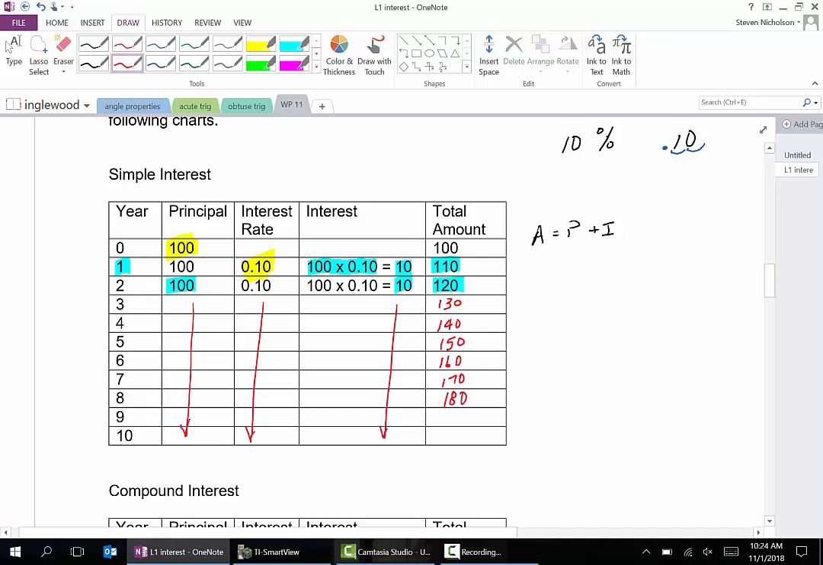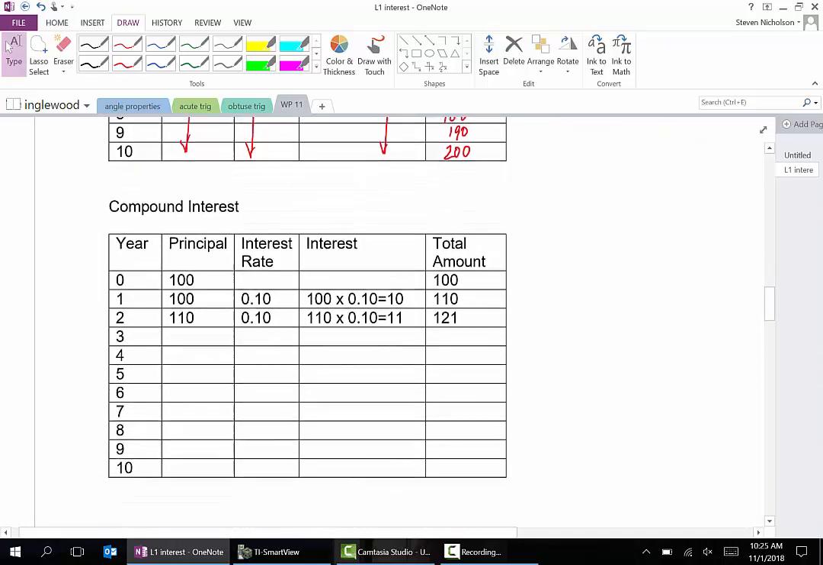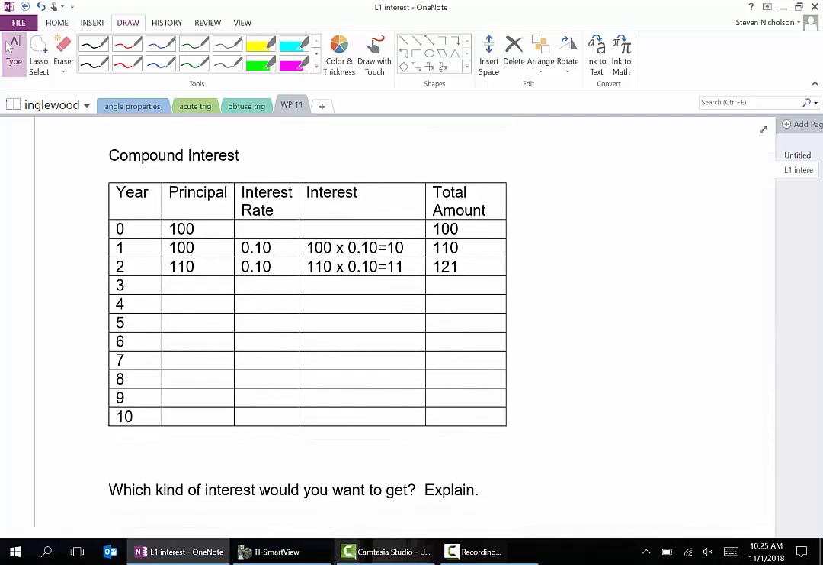So again, what I want you to notice is that it's always plus 10. Again, really simple. It's always the same. Okay, compound interest is a little bit different.